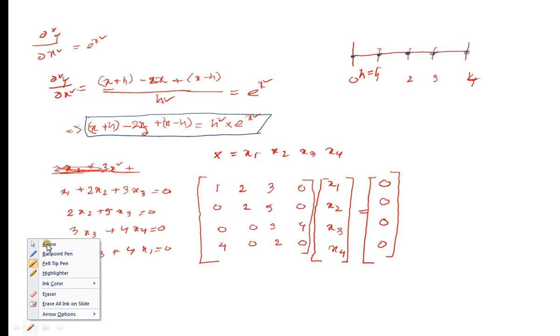And we have transformed our system of equations to matrix form. Then how can we solve this? Okay, so these are the unknown values. If we solve this matrix form, then definitely we can get the unknown values of x1, x2, x3, and x4.